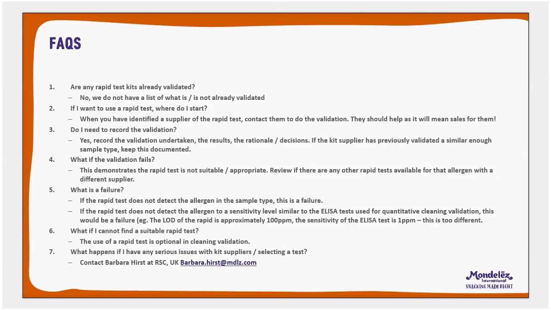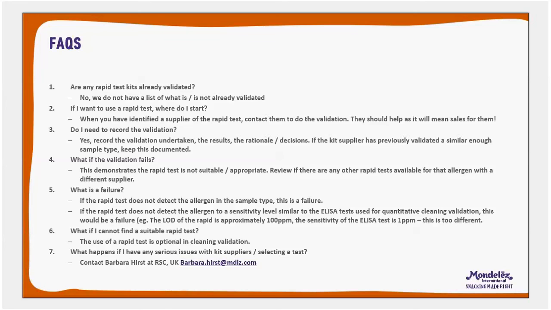So just as an example here, if the limit of detection of the rapid is approximately 100 parts per million and the sensitivity of the ELISA test is 1 part per million, that would be considered too different. In other words, you'd be using a rapid test that was not very sensitive to help you decide whether it was okay to continue with production, when that might be so much less sensitive than when you'd actually done the validation that that would not be a fair question to be asking.